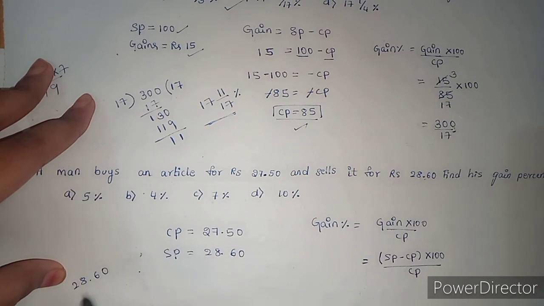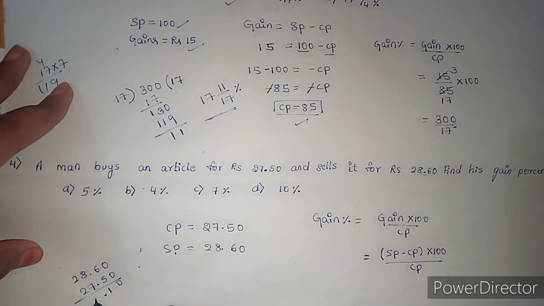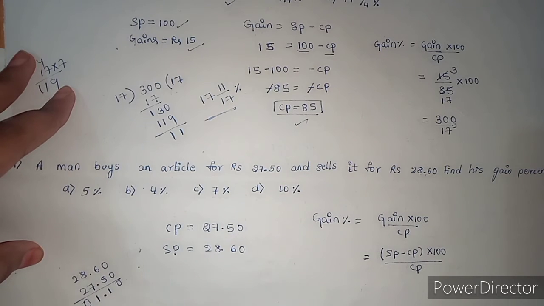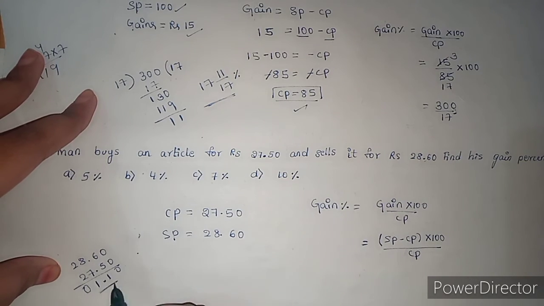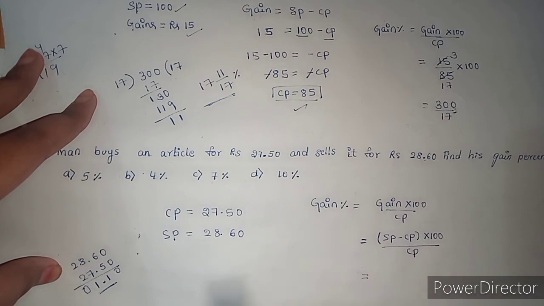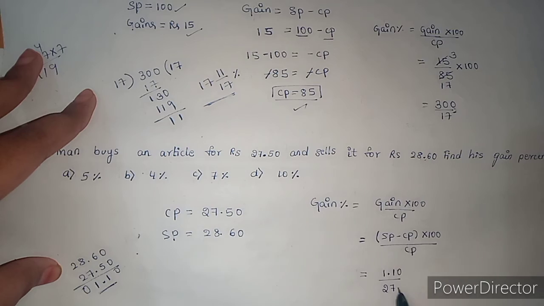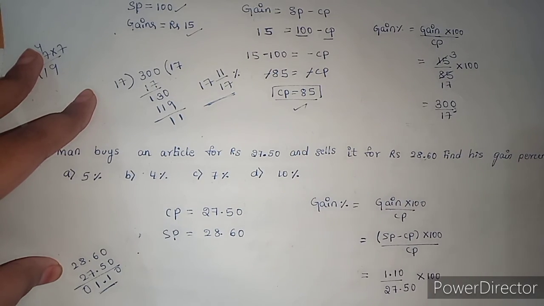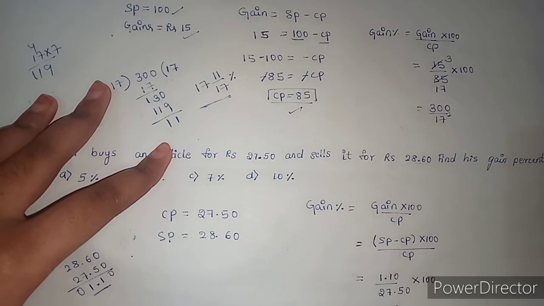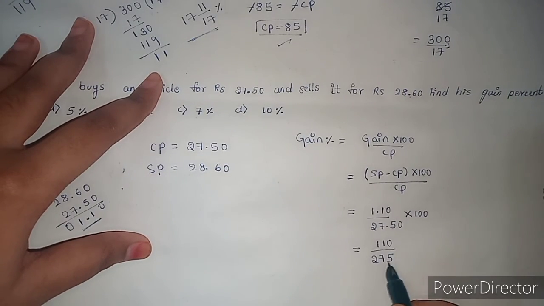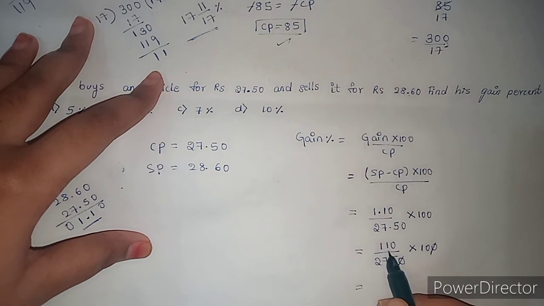Selling price is 28.60, cost price is 27.50. 0, 0, 6 minus 5, 1, 8 minus 7, 1. Now 0, 1.10. Okay, now we got gain. Selling price minus cost price is 1.10. Cost price is 27.50 into 100. Both sides points are there. Both get cancelled. 110 by 2750 into 100. 0, 0 get cancelled.